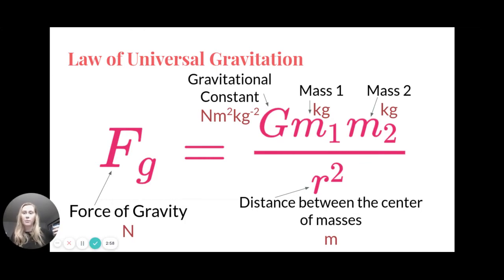Why did they represent that with an r? Well, because usually we're talking about the gravity from a planet. And since the center of mass of the planet is the center of the planet, you end up with the radius of a planet. So I think r just made sense to them. But it's the distance between the centers of the two objects.